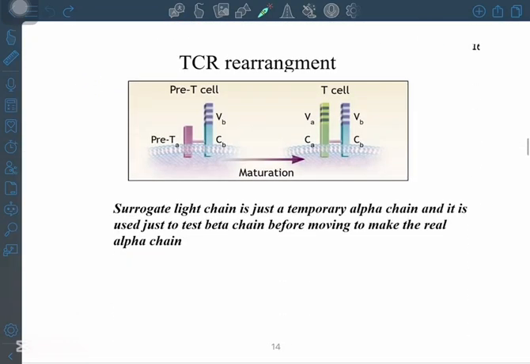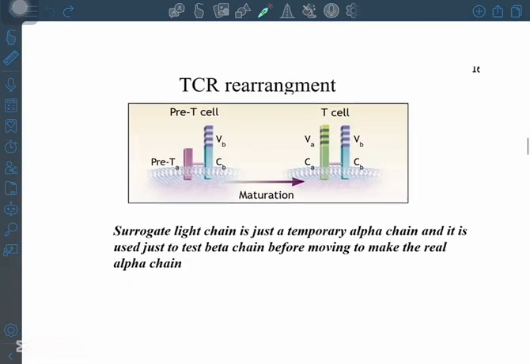Now, before you make the alpha chain, alpha wants to test beta. It wants to see, is it the right chain? Does it have any mistakes, any errors, any mutations, any of that? So we're going to have something that is called the surrogate light chain, which is this one, pre-TA. Once it sees that the beta chain passes the test, it's fine, there are no errors, it moves on to make the real alpha chain, which is the variable region A and constant region A.